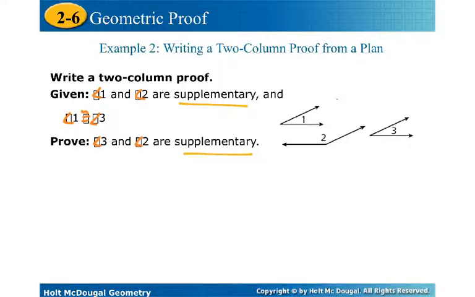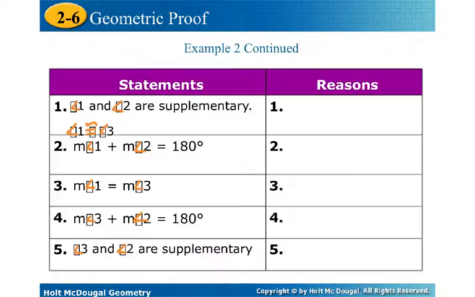Number 1 and 2 are supplementary, so 1 and 2 are 180 degrees, and then they're also telling us that 1 and 3 are equal. Okay, so we need to prove then that 3 and 2 are supplementary. So again, the computer is not reading these symbols, and so it's giving me little boxes.